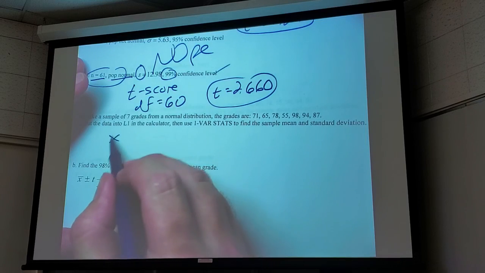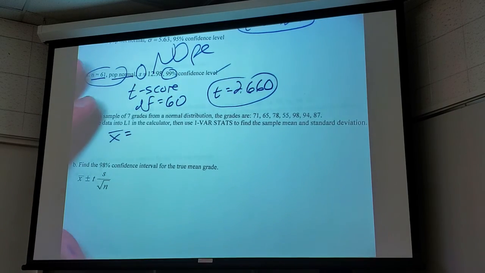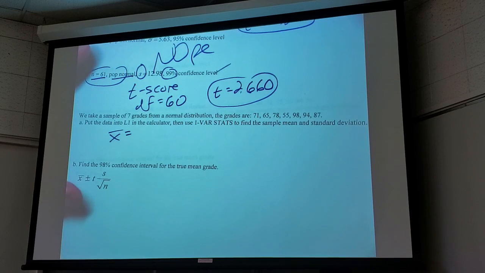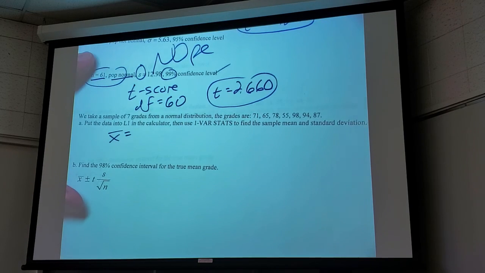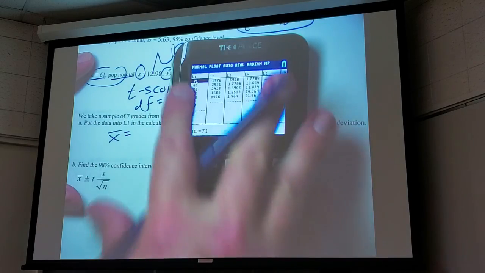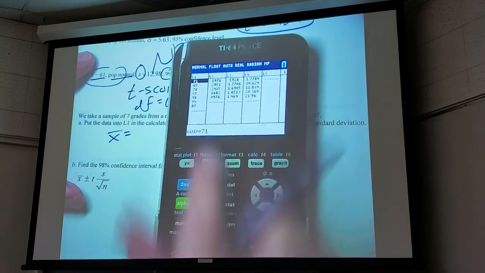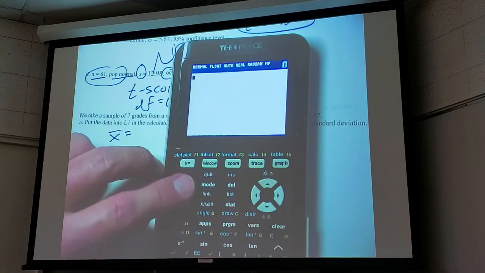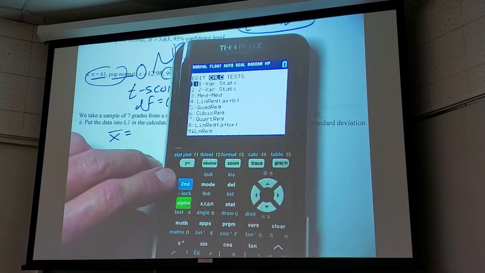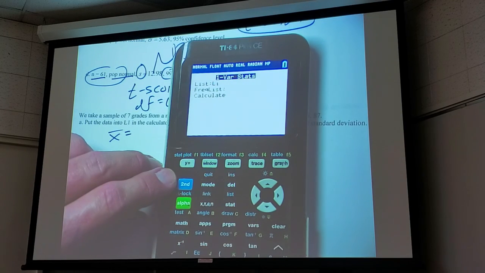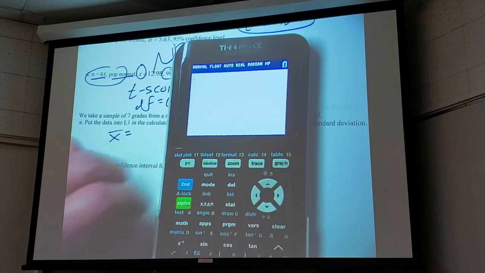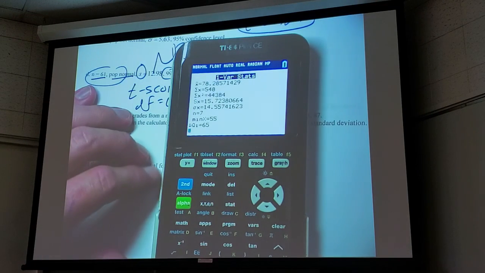What do you guys get? Anybody got the mean yet? So you put your data into list 1. Then you do stat, calc, 1-var stats. Make sure it's list 1. This is what I get here.